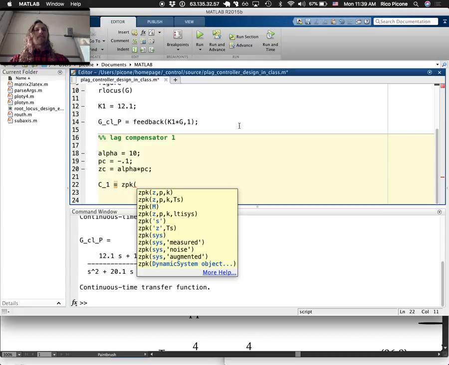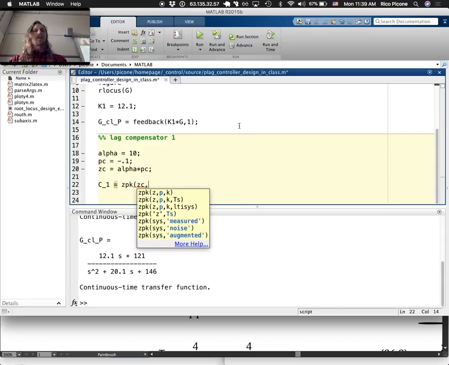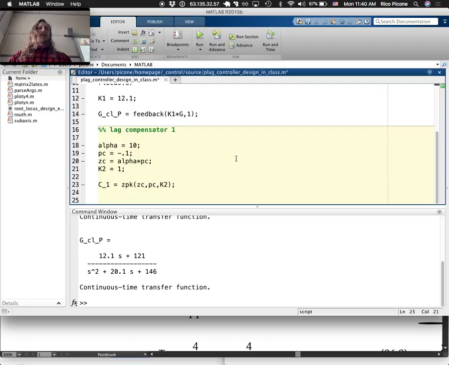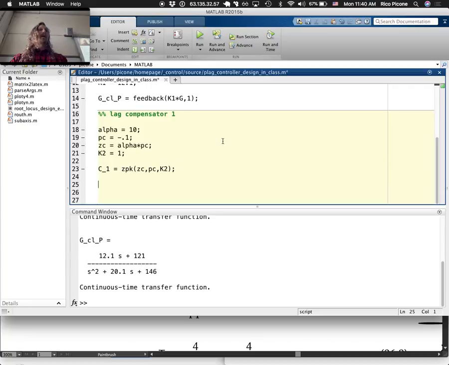So we want ZC for our zero, we want PC for our pole, and then the gain, we're just going to set to 1 for now. This is going to be our K2 gain. In fact, I will explicitly do that so we don't forget about it. K2 equals 1, and I can put my K2 in here just to remember that it's there. We'll come back to it. So there's our compensator, and now we're ready to go ahead and close the loop.